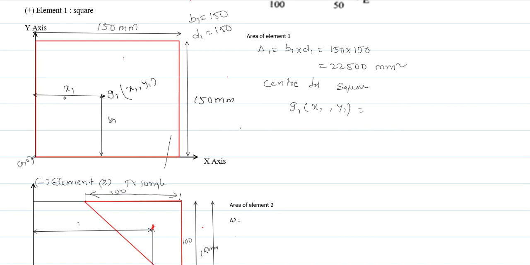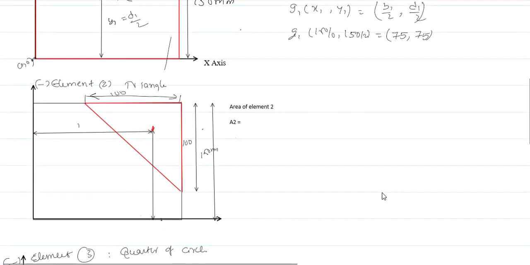So this is the x1 value, that is half of the base, equal to b1 by 2. This is the y1 value, half of the height, that is d1 by 2. So x1 is b1 by 2, y1 is d1 by 2. So the center is nothing but half of the base and half of the depth. So G1 is equal to 150 by 2 comma 150 by 2, that is equal to 75 comma 75, that is G1, isn't it? That is the area of element 1.